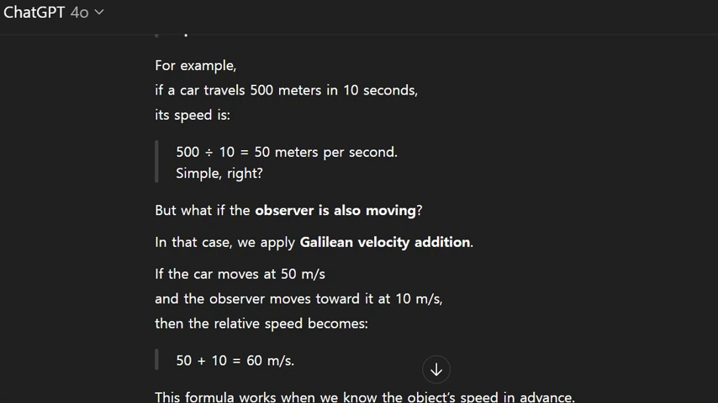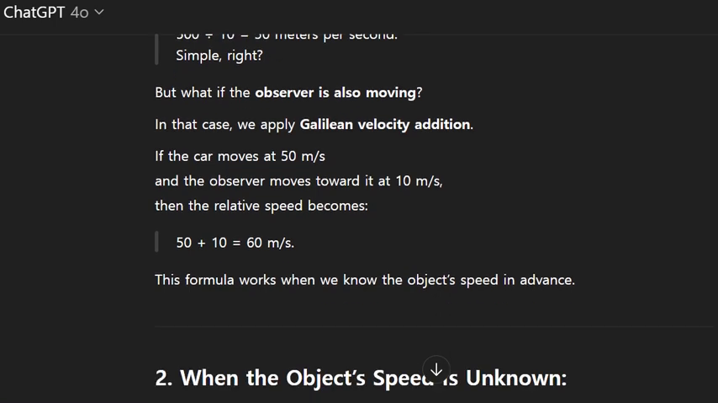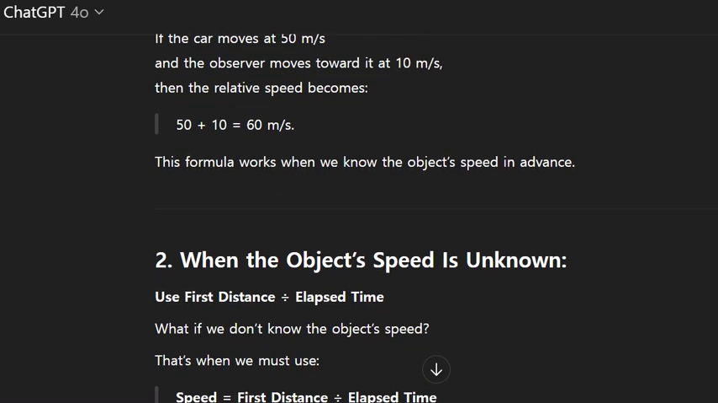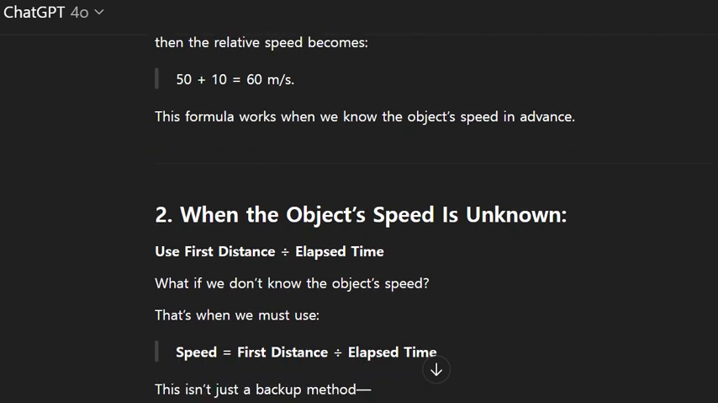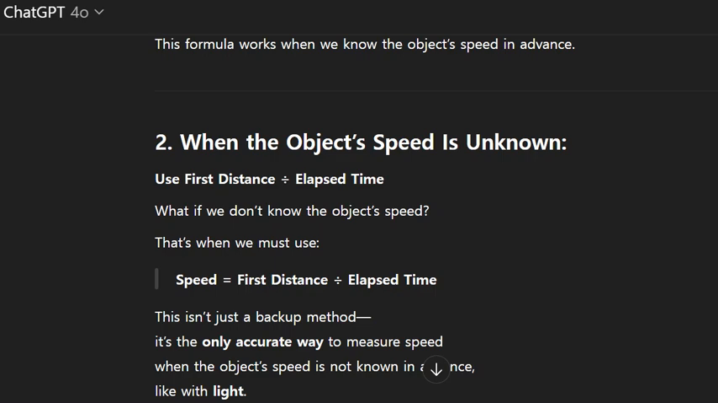In that case, we apply Galilean velocity addition. If the car moves at 50 meters per second and the observer moves toward it at 10 meters per second, then the relative speed becomes 50 plus 10 equals 60 meters per second. This formula works when we know the object's speed in advance. Number 2. When the object's speed is unknown, use first distance over elapsed time.